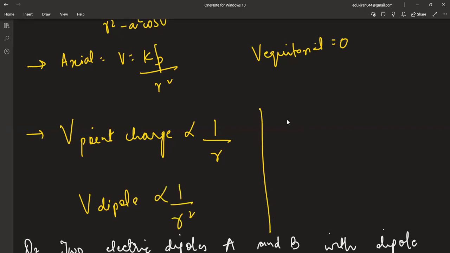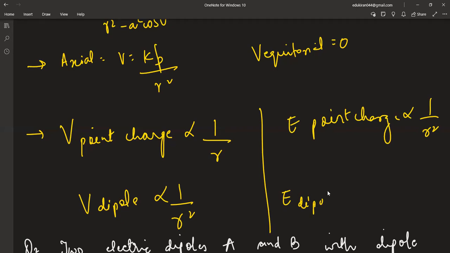Fine. And when we talk about electric field due to a point charge, it is inversely proportional to r square. And when we talk about electric field due to a dipole, it is still inversely proportional to r square. So statement-based questions are asked upon this. Let's practice a question from here.